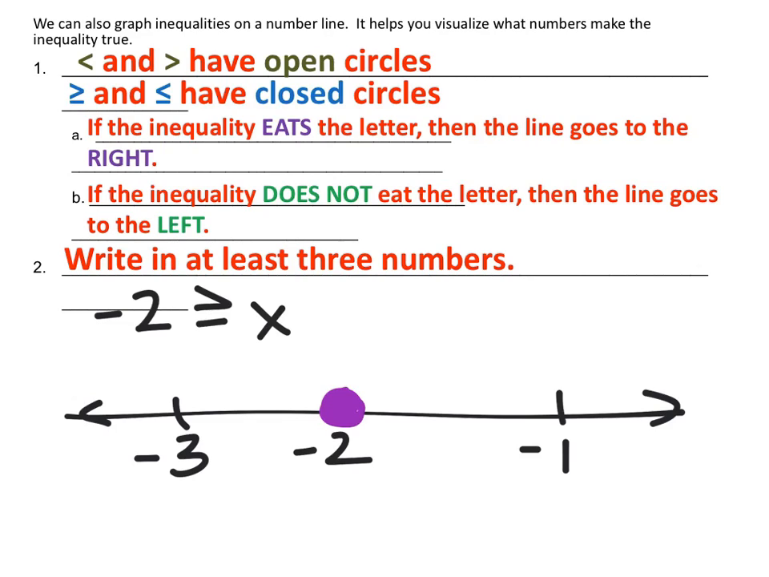Now it says if the inequality eats the letter, then the line goes to the right. If the inequality does not eat the letter, then the line goes to the left. And this one does not eat the letter, which means that it goes to the left. Boom. And that would be graphing these inequalities like this. Now, of course, we're going to be solving them as well as graphing them. So it's not going to start out most of the time with just -2 is greater than or equal to x. You'd have to be able to solve the inequality and narrow it down until you compare just an x with a number like we have seen right there.